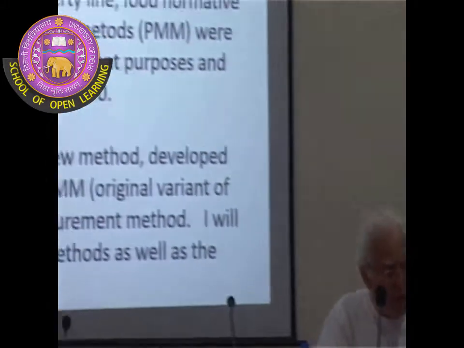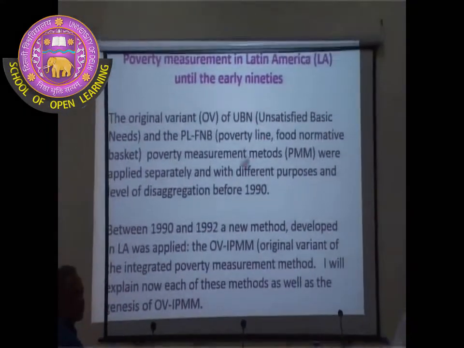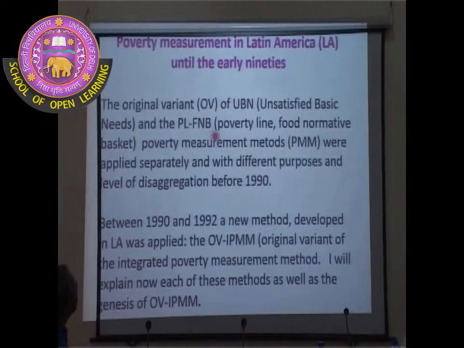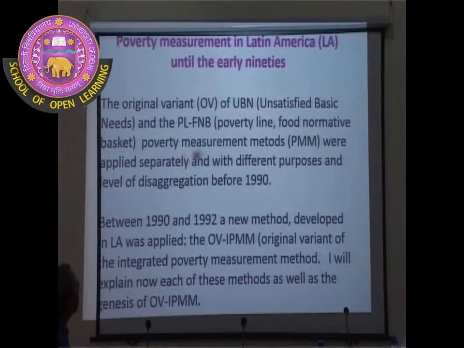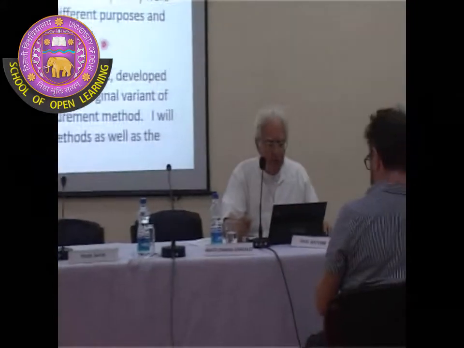So I start with what was happening in Latin America up to the early 90s. In those times, the original variant of UBN, unsatisfied basic needs, and the poverty line food normative basket poverty measurement methods were applied separately and with different purposes and level of disaggregation before 1990. We have two methods separately applied.